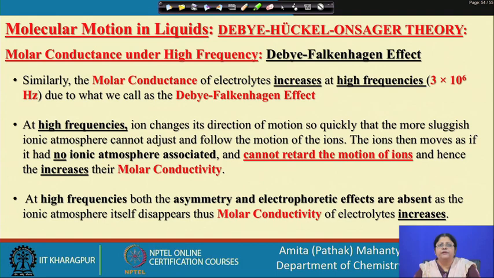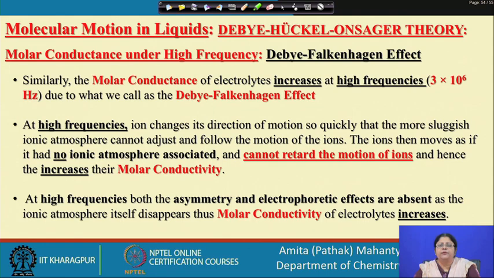So, at high frequency the ions change their direction of motion so quickly that the more sluggish ionic atmosphere cannot adjust and follow the motion of the ions. The ions then move as if they had no ionic atmosphere associated, and the retarding force associated with the ionic atmosphere is not prominent, and hence you see an increase in the molar conductivity. Are you understanding what I am saying?